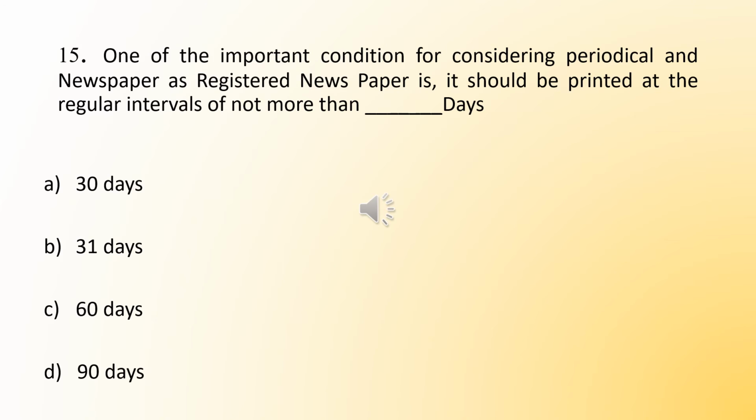Question number 15. One of the important conditions for considering periodicals and newspaper as registered newspaper is it should be printed at the regular intervals of not more than dash days. Option A, 30 days. Option B, 31 days. Option C, 60 days. Option D, 90 days. The correct answer is option B, 31 days.